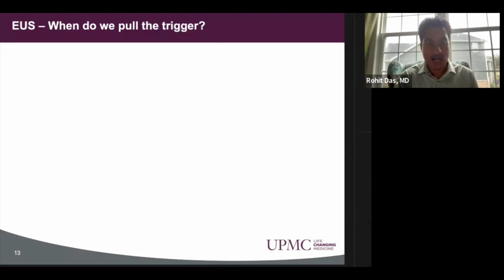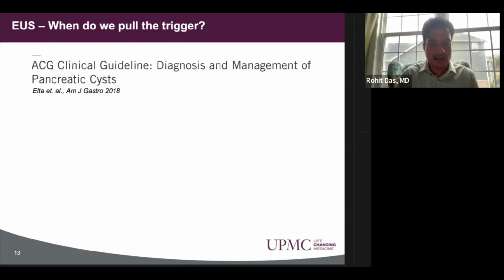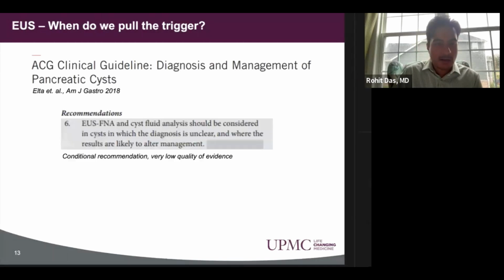Different societies have different recommendations and guidelines, and as a consequence of that, as we'll talk about, different institutions have different practices. So as per the guidelines that were published by the American College of Gastroenterology in 2018, they recommended that EUS be performed when the diagnosis is unclear. And remember, imaging is basically a coin flip at best. So most of the time, the diagnosis is unclear. And EUS is only recommended if cyst fluid analysis is expected to change management.